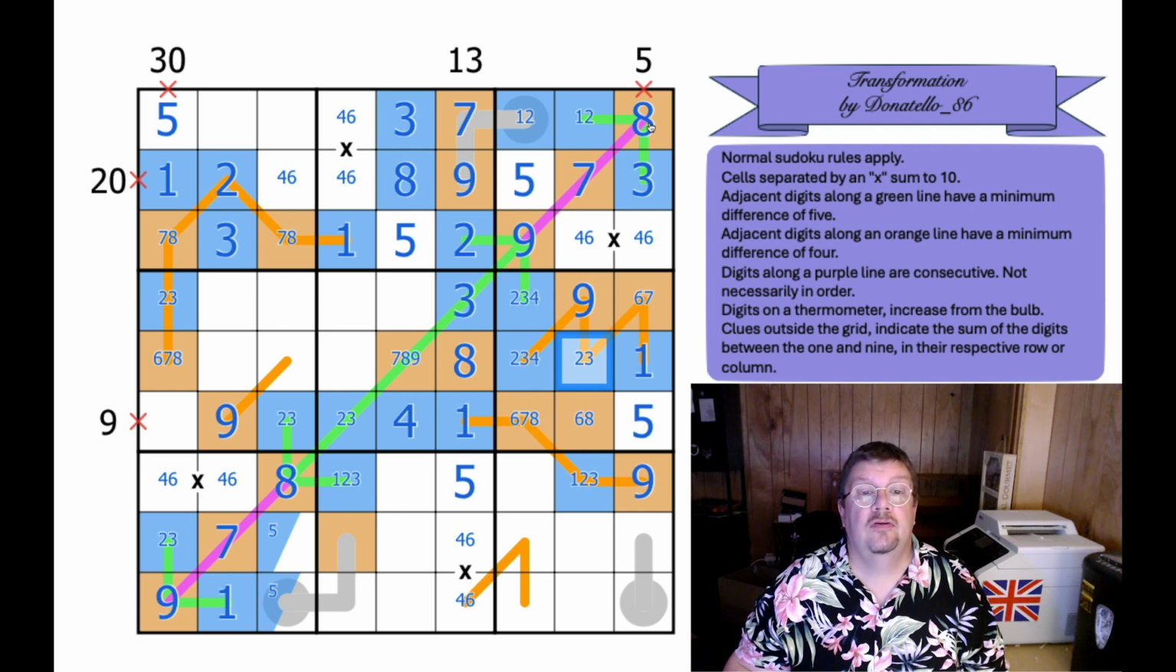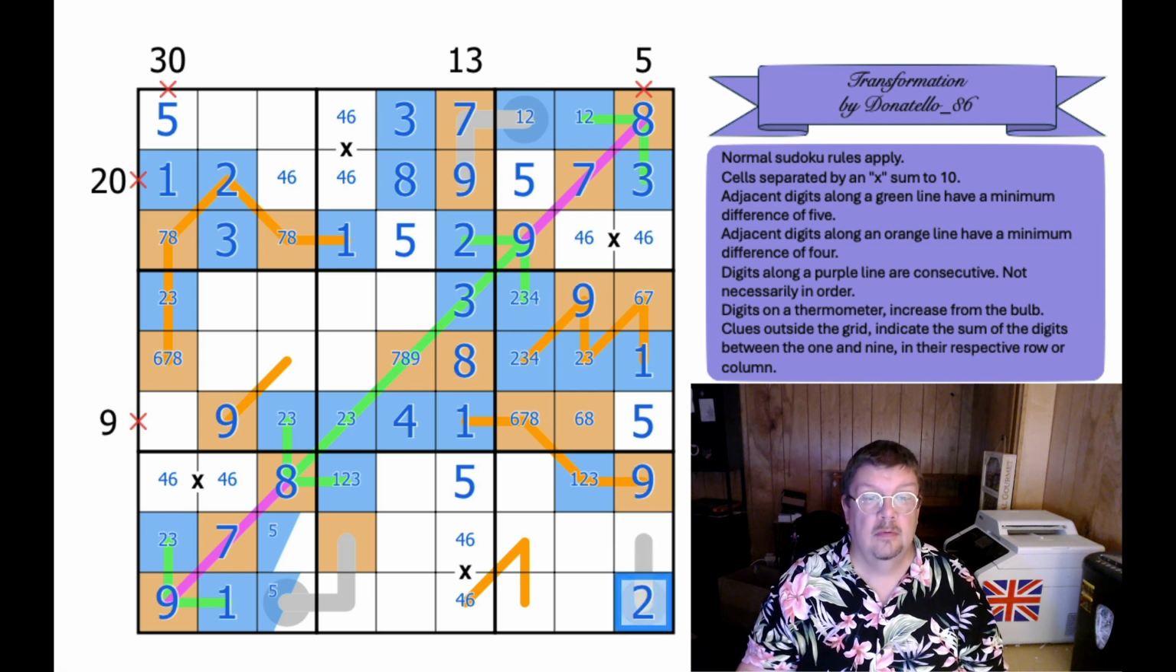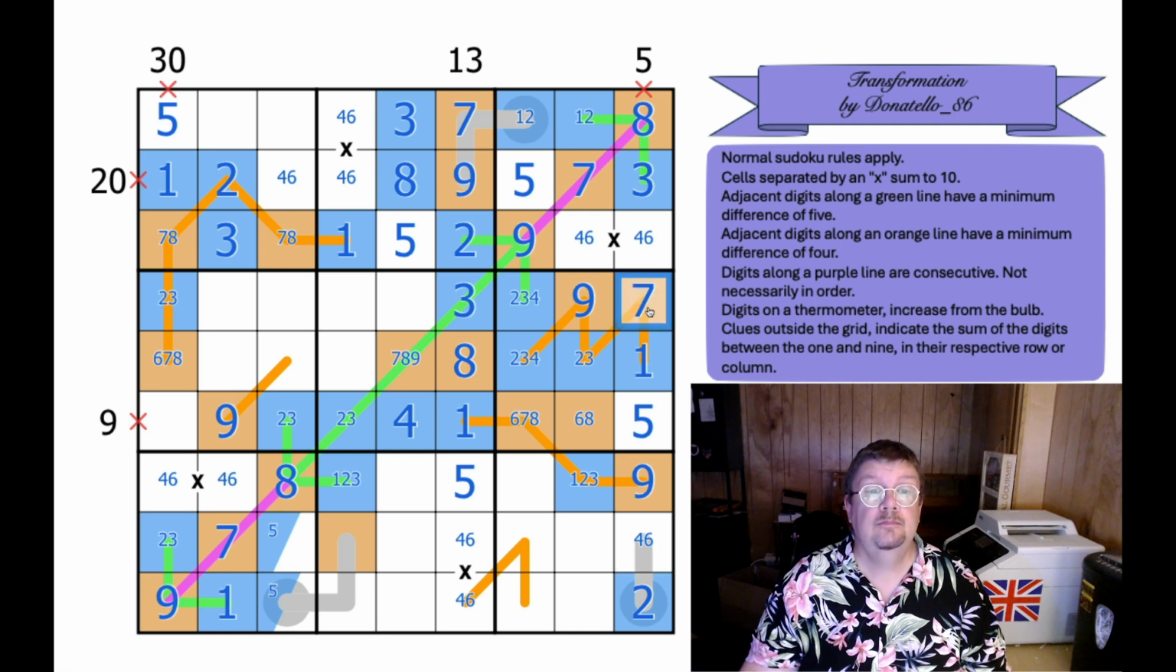Okay, where does the 2 go in this column? If the 2 were there, that would be a 1, but it can't be. So this must be a 2. This has to be 4, 6, or 7. Well, it's got to be 4 or 6 because there's a 7 in the row. That gives me a 4, 6 pair in the column. So that is 7.